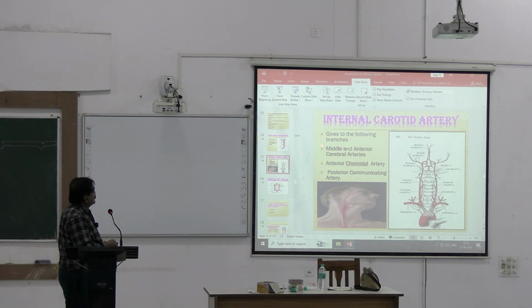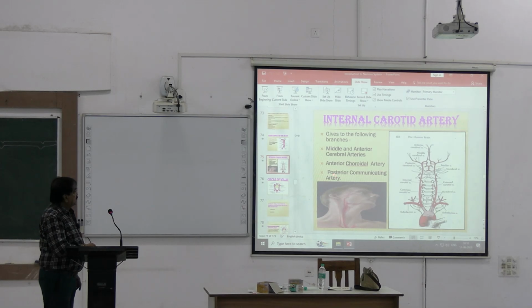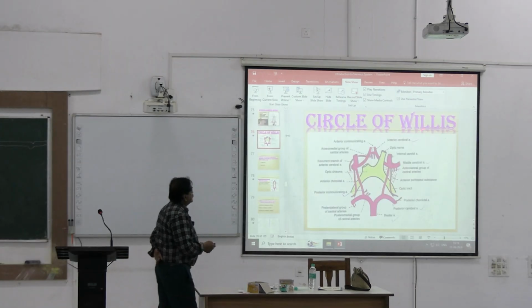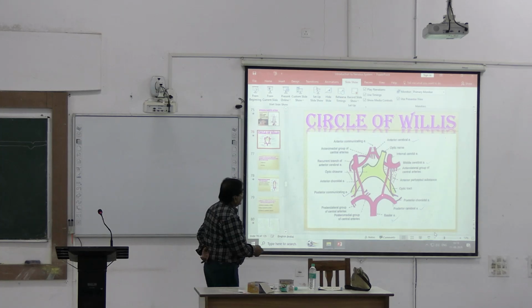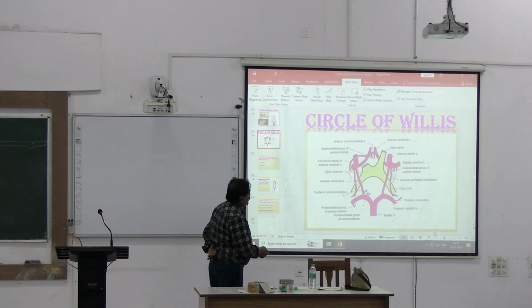The internal carotid artery gives the branches: the middle and anterior cerebral arteries, anterior choroidal artery and posterior communicating arteries. Now, in the Circle of Willis, you can see the posterolateral group of central arteries and the posteromedial group of central arteries. Now, this is the basilar artery, posterior cerebral, posterior choroidal.